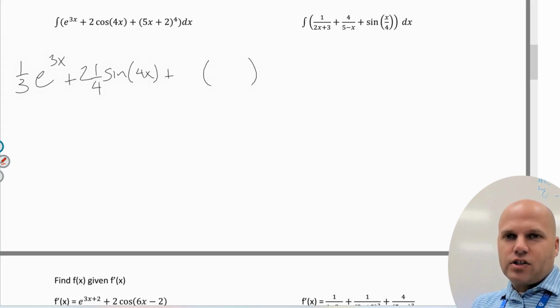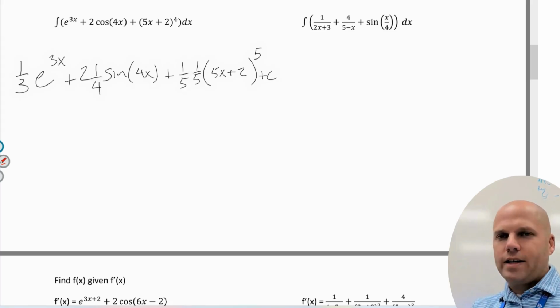The outside is the 4th power. I'm going to take the antiderivative of the 4th power. I can do this since I have a simple linear function on the inside. What starts in the parentheses stays in the parentheses, and then we have a 1/5.